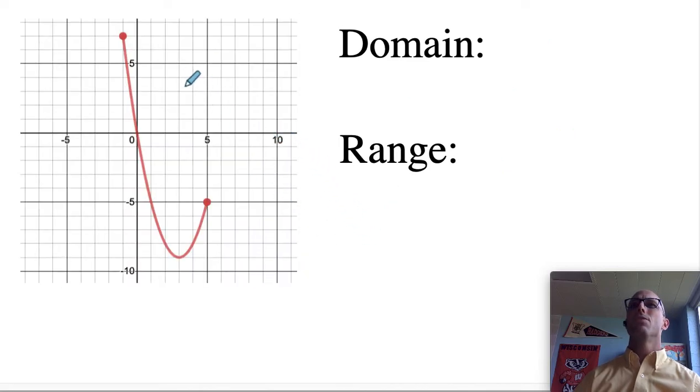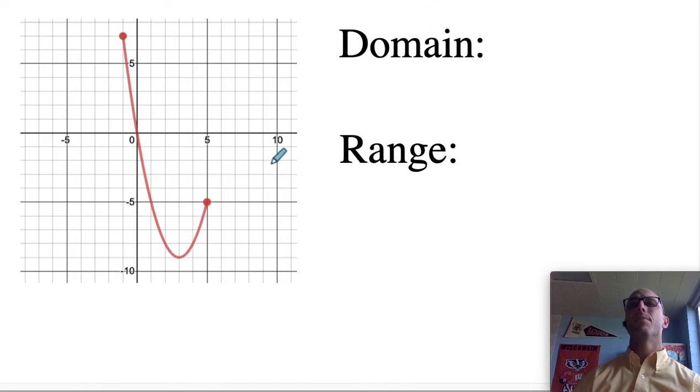One more of these graphs. You'll notice this one now has no arrows here. There are endpoints on this curve. So our domain and our range are both restricted. Neither one of them is all real numbers because this graph doesn't continue in any direction forever.